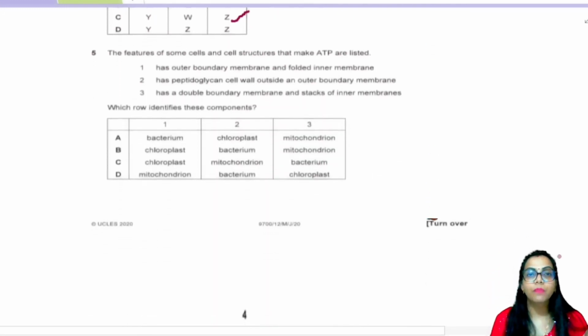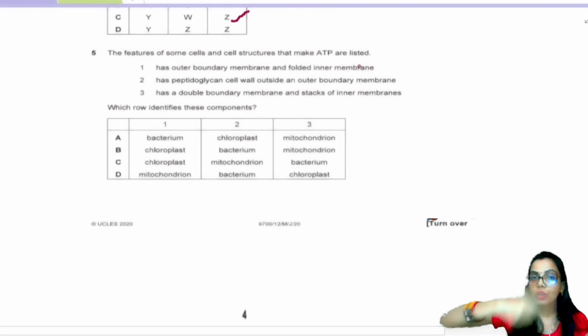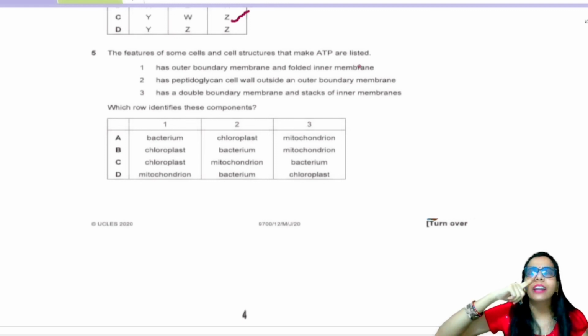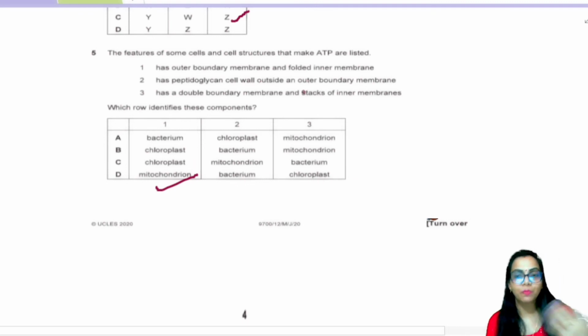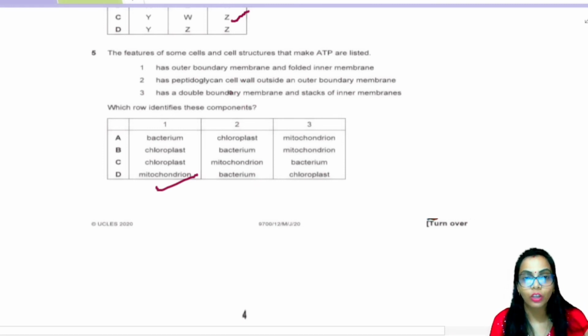Now, the features of some cells and the cell structure that makes ATP are listed. Okay, has outer boundary membrane and folded inner membrane, that looks like a hot dog. So that is the mitochondria, my favorite powerhouse of the cell that produces the ATP. So here I'm telling you the trick that if you find the mitochondria, only mitochondria is given in option D, so no need to go through all the options. But here I'm explaining all the options.